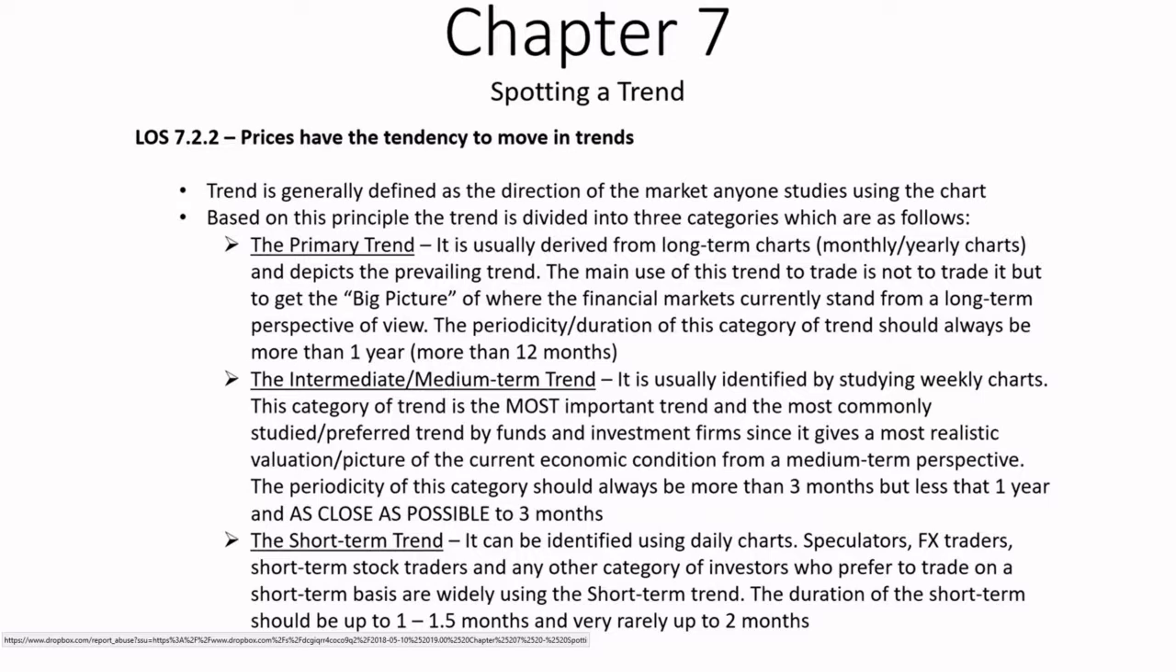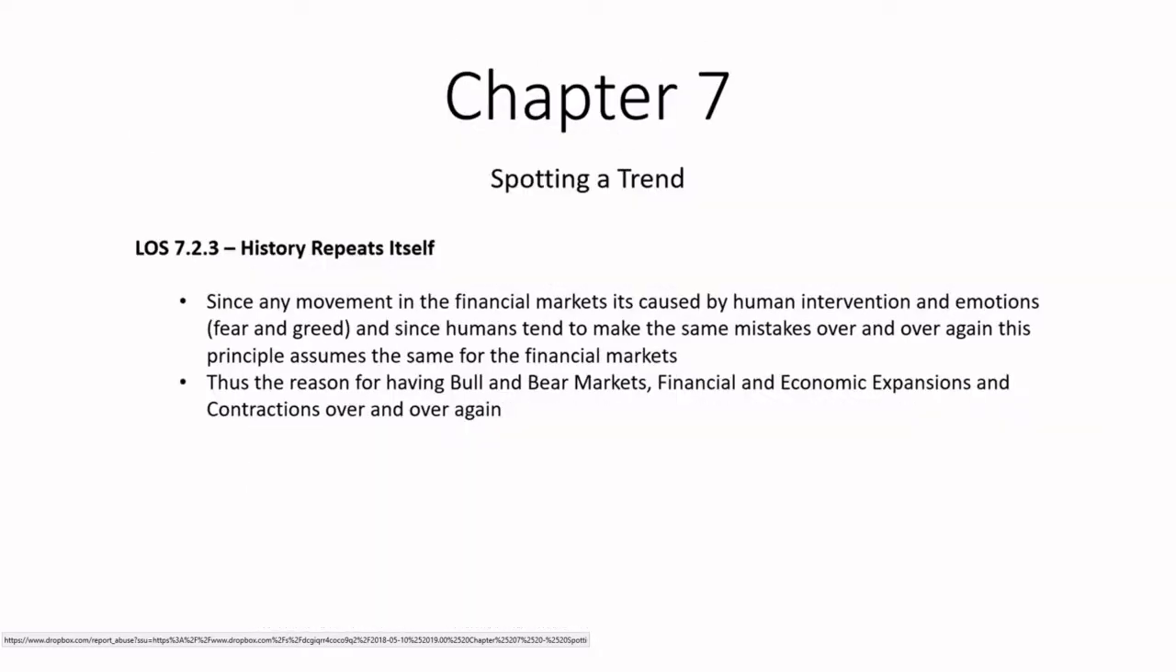The third principle of technical analysis refers to the idea that history repeats itself, and the logic behind that principle is that since any movement in the financial markets is caused by human intervention and emotions, fear and greed, and since humans tend to make the same mistakes over and over again, this principle assumes the same for the financial markets. That's the reason for having bull and bear markets, financial and economic expansions and contractions over and over and over again.